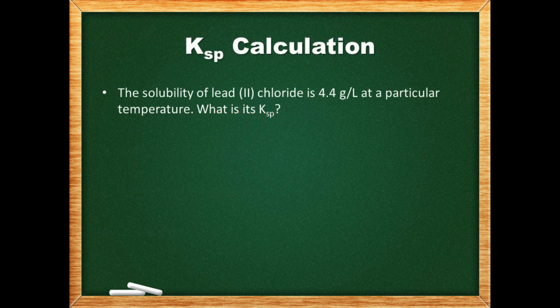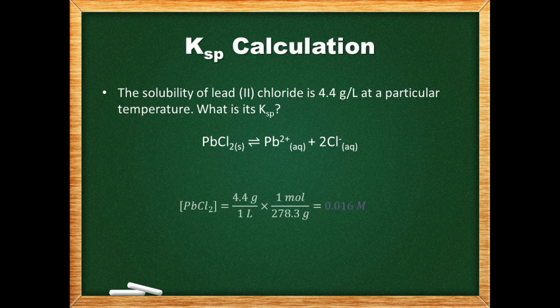Let's try this method. The solubility of lead(II) chloride is 4.4 grams per liter at a particular temperature. What is its KSP? Well, we can start by writing down the equilibrium equation for lead(II) chloride, remembering to use the double arrows. We have a concentration, but it is in grams per liter and we need it in moles per liter. Once we add the concentration, it helps to write it under each species in the equilibrium equation, using the mole ratio to relate it to the compounds.